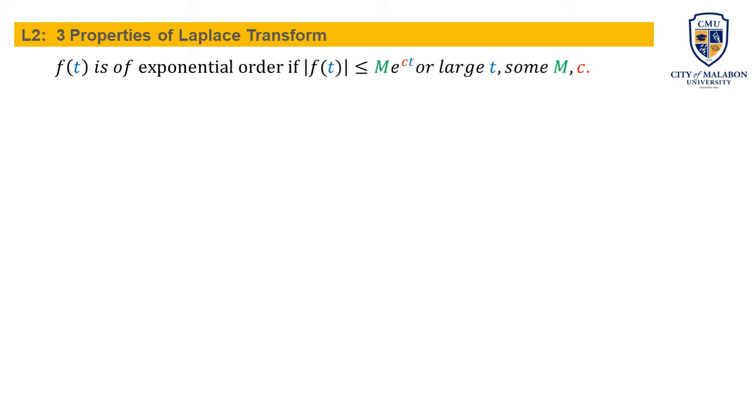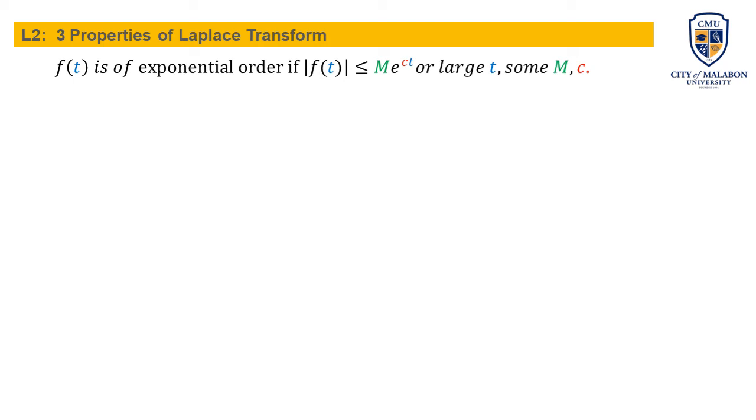Okay, bago natin i-discuss yung ating next property, i-describe muna natin what is the term exponential order. Okay? We can say that a function f of t is of exponential order kung yung magnitude ng function na yon, absolute value of f of t is less than or equal to some exponential function m e to the ct for large number of t. So, approaching infinity for some m and c. So, constant yung m tsaka c dyan.